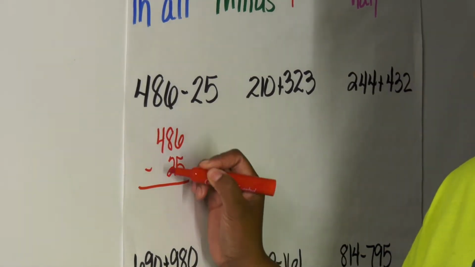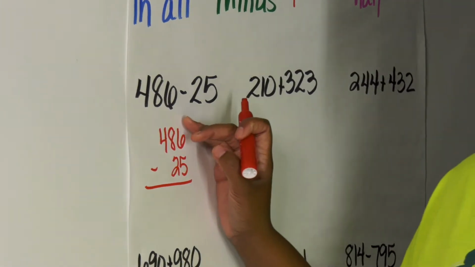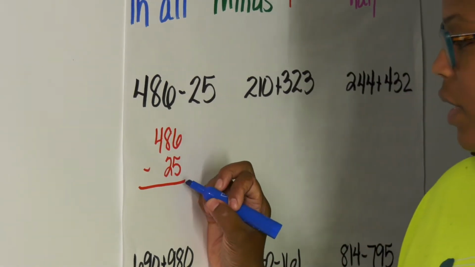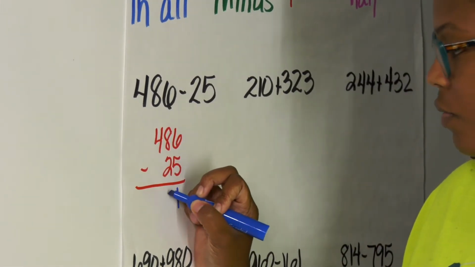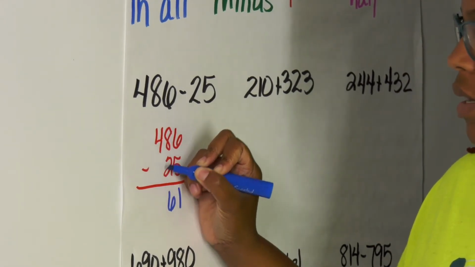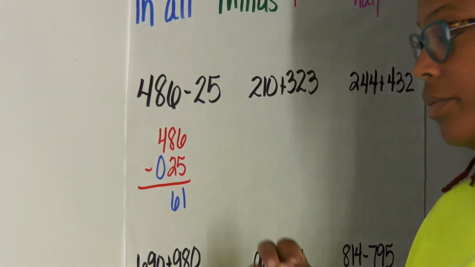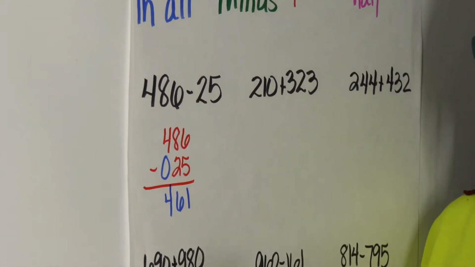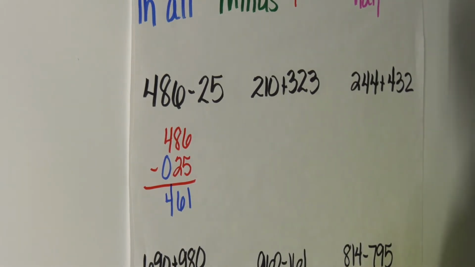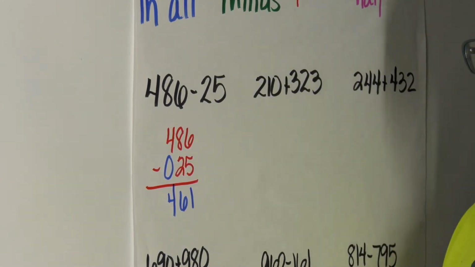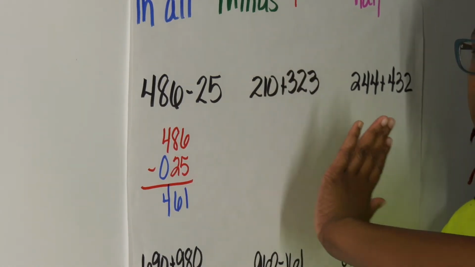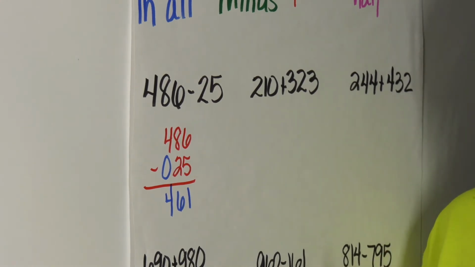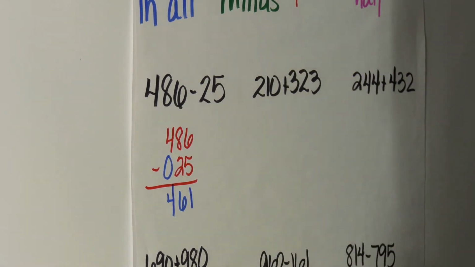Start with your ones place and line them up accordingly. So we subtract starting in our ones place. 6 minus 5 is 1. 8 minus 2 is 6. And 4 minus nothing, you can put a 0 here if you want, is 4. Basic, simple subtraction. But what you all want to become is fluent addition and subtraction mathematicians. So fluent means that you can do this quickly, you don't think twice, you just do it at a snap of a finger.